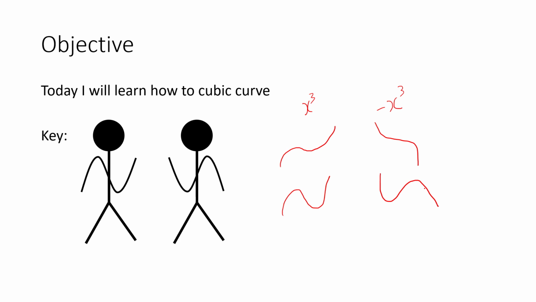So that is the generic shape of a cubic curve. It is important that you roughly know what the shape is, so that in case you make any calculation error, you will be aware. So let us look at the first question.